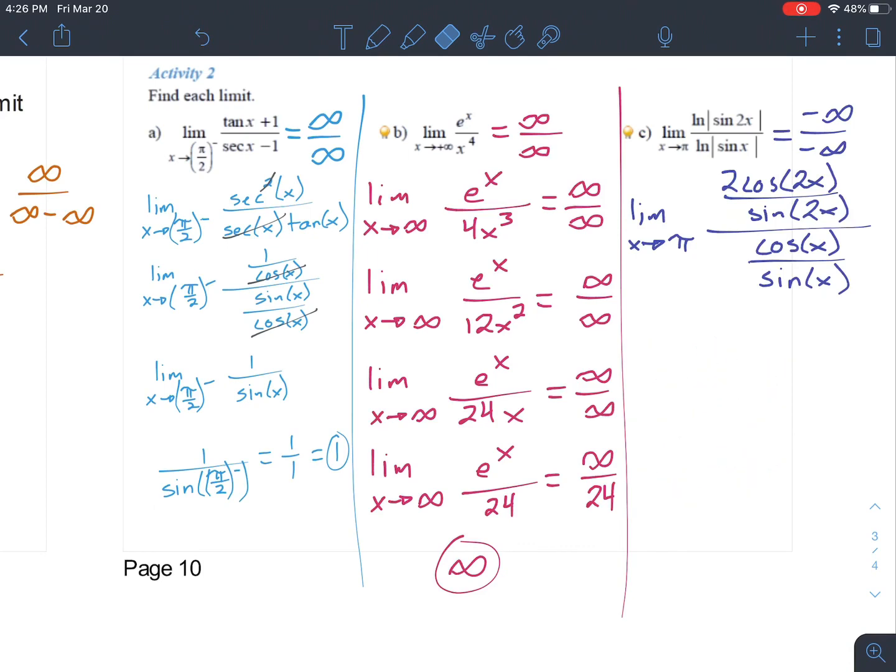You may initially be thinking, oh, that looks indeterminate, so we should go ahead and do L'Hopital's a second time. I'm actually going to discourage you from doing that. Instead, we're going to take this fraction, and instead of dividing by that fraction, let's multiply by its reciprocal. So let's have limit as x approaches pi. We're going to keep 2 cosine of 2x over sine of 2x. But now, let's multiply by sine of x over cosine of x.